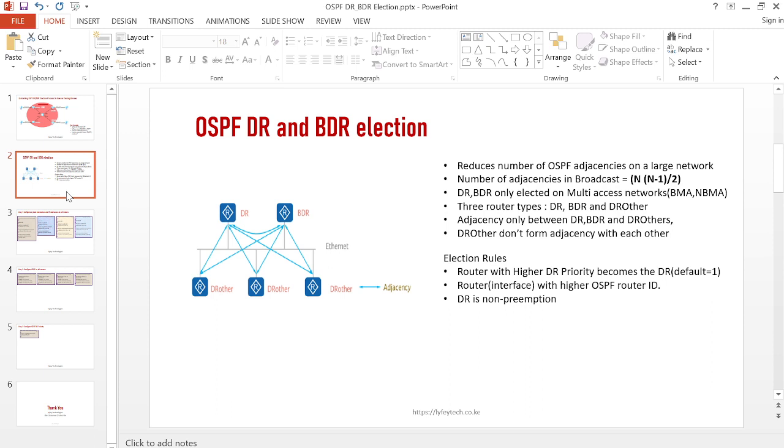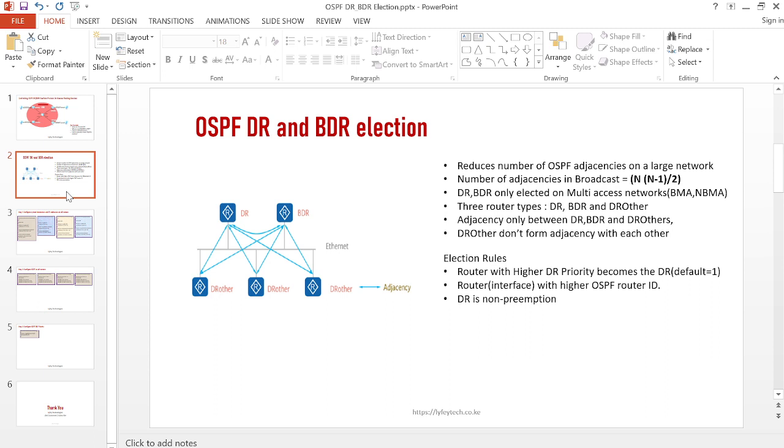With the concept of OSPF DR and BDR, our routers have different functionalities. As we've mentioned, we have the DR and BDR. How about the others? The others, we call them the DR others. So we have three types of routers: the DR, the designated router; the BDR, the backup designated router; then the DR others, which don't establish adjacencies between themselves. We only establish adjacencies between DR, BDR, and DR others. DR others don't establish adjacencies with each other.